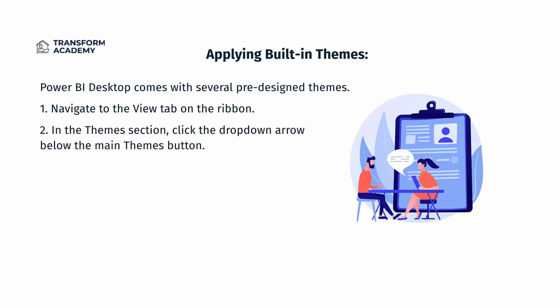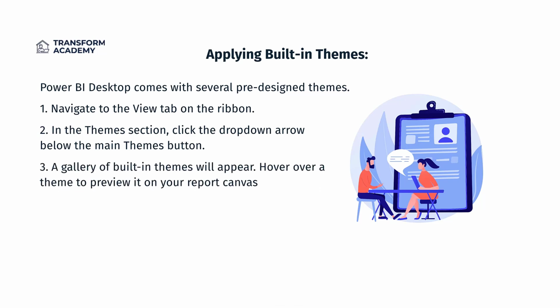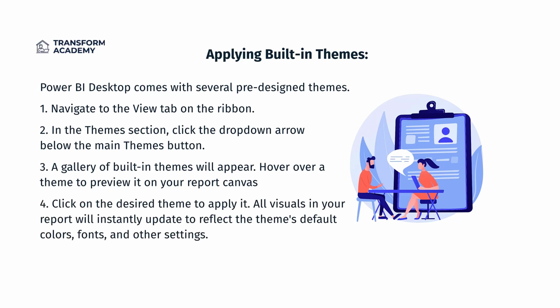In the Themes section, click the drop-down arrow below the main theme button. A gallery of built-in themes will appear. Hover over a theme to preview it on your report canvas. Click on the desired theme to apply it. All visuals in your report will instantly update to reflect the theme's default colors, fonts, and other settings. The list includes accessible themes designed for users with visual impairments.